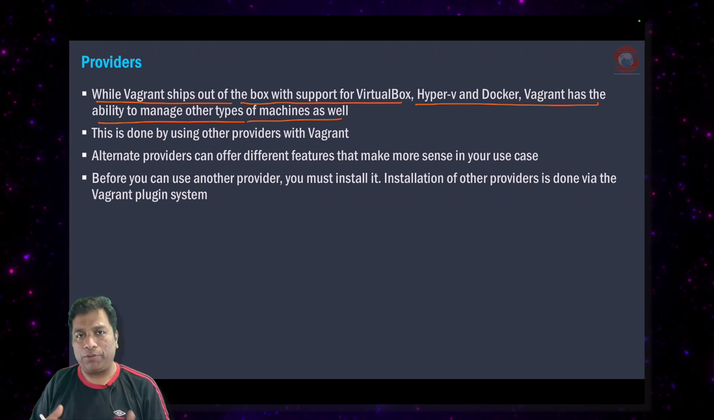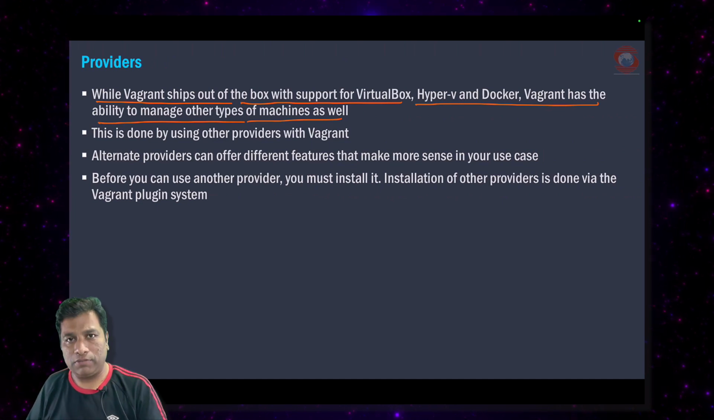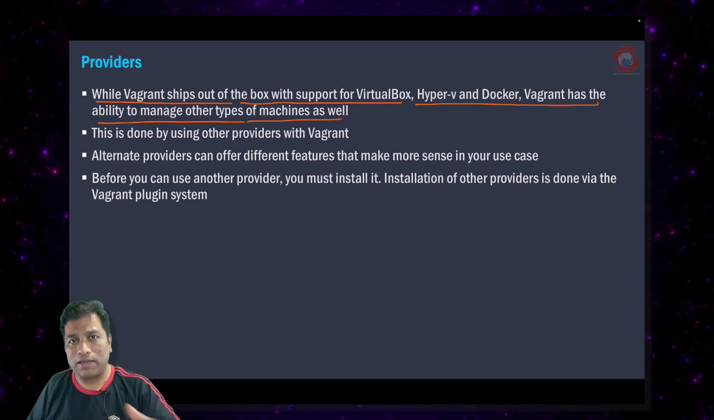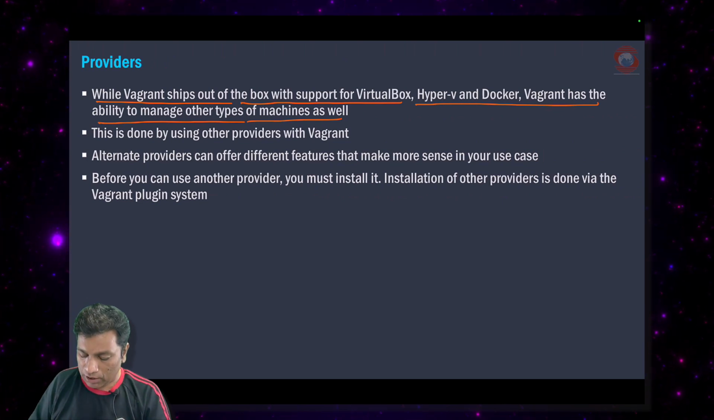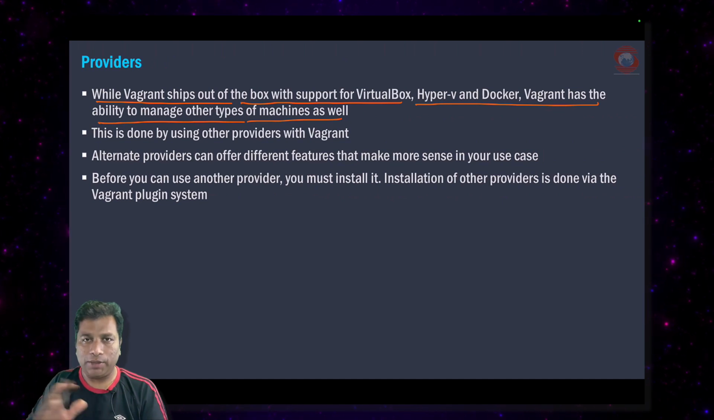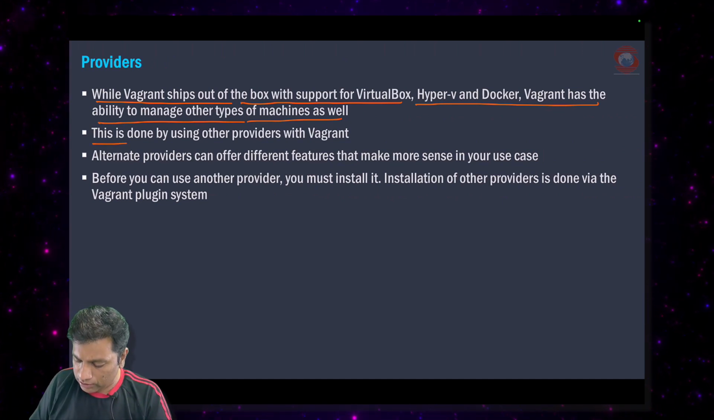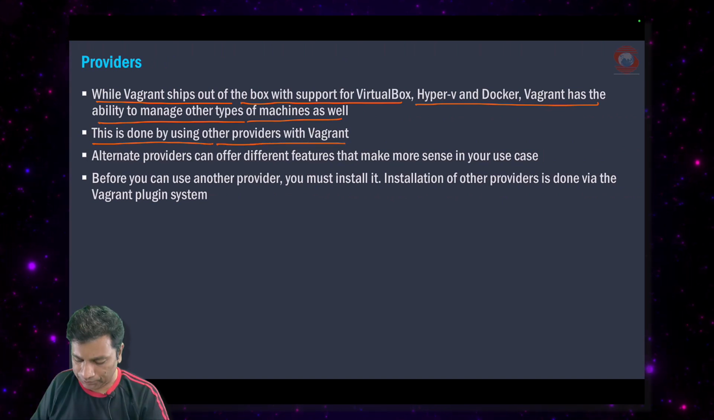For example, for demonstration, I'll be using VMware. On my machine, Mac machine, precisely ARM64 Apple Silicon, the hypervisor is not still giving me the right output. So I'm using VMware at this moment. So VMware or VirtualBox or Hyper-V, Docker, there are multiple options available which Vagrant by default supports now. This is done by using the other providers with Vagrant. So that's what we are talking about.